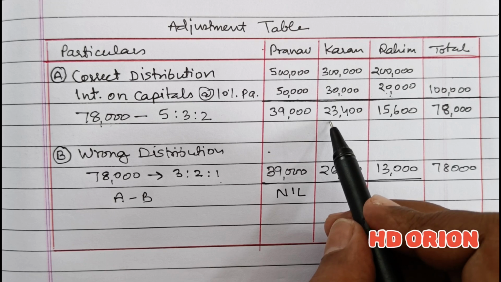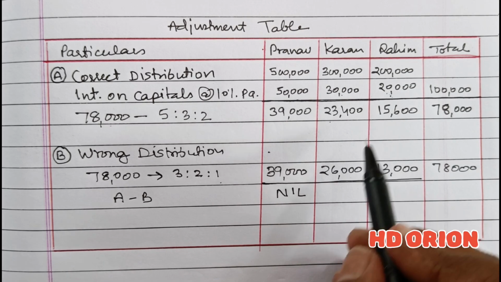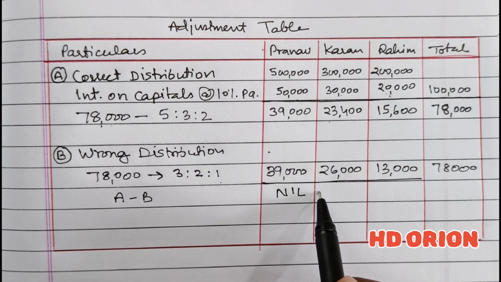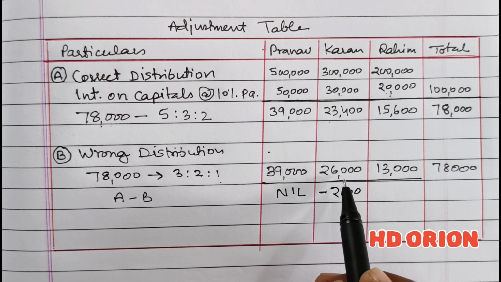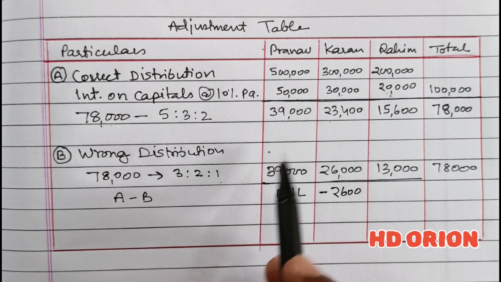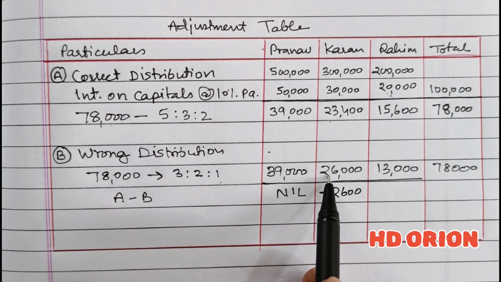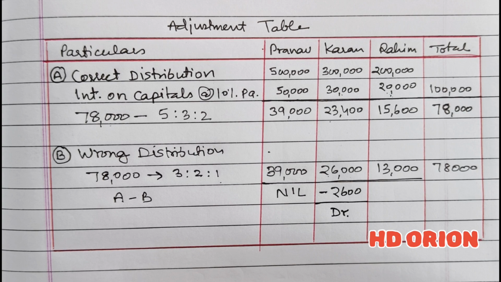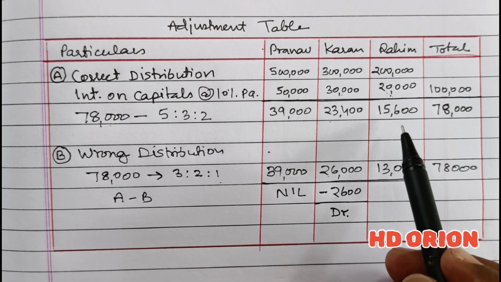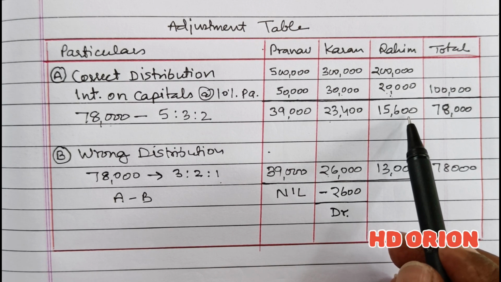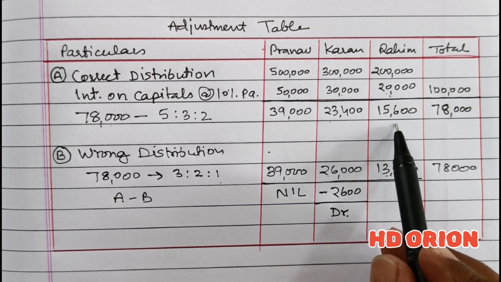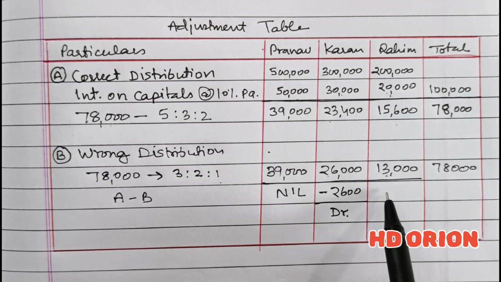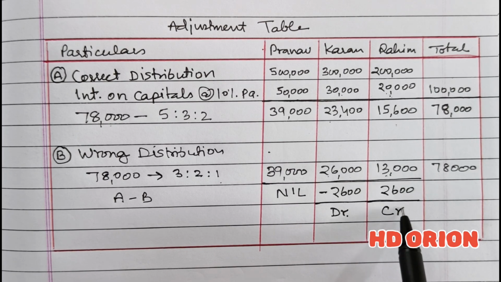Whereas Karan was supposed to receive rupees 23,400, but he got rupees 26,000. It means rupees 2,600 more he has got. So there is a minus figure because A minus B, A is less and B is more. So whenever we get a negative figure, it means the capital account is to be debited when we are passing the rectifying entry. Now Rahim was supposed to get rupees 15,600 and he got rupees 13,000, which is less. Less by what amount? When you subtract this, you get 2,600. So 2,600 is a positive amount, so it is to be credited.